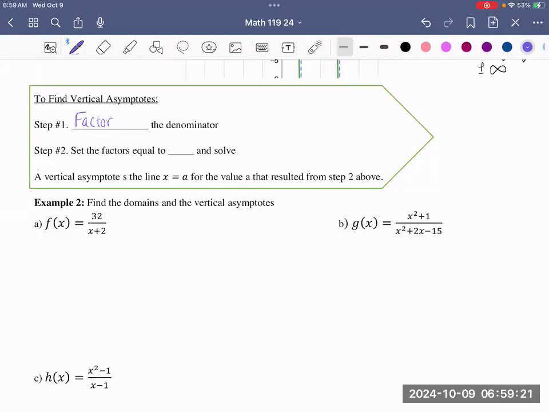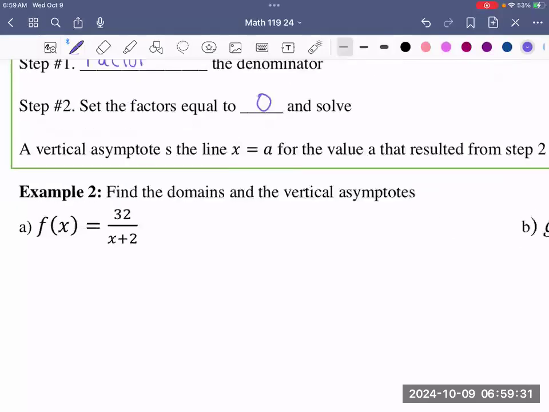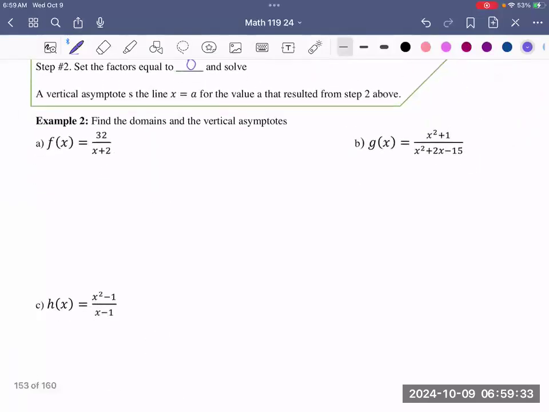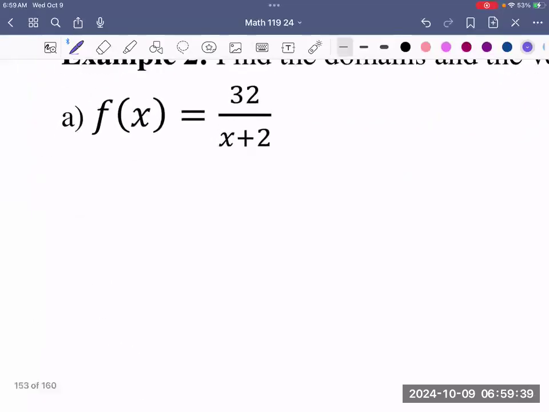Then set your factors equal to 0 and solve. The vertical asymptote is a line, x is equal to a, for the values that result in step 2 from above. So let's take a look. If you want to pause the video, I would suggest it if you want to get a head start. Otherwise, I would pause the video after A. But take a look at A.